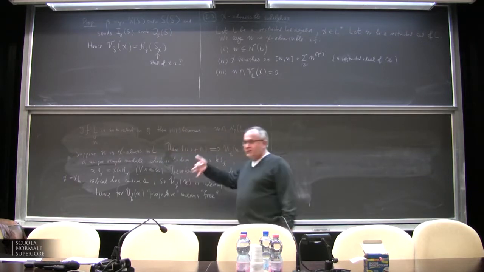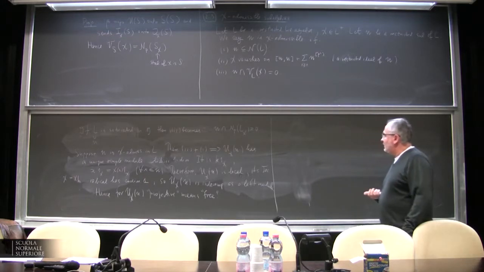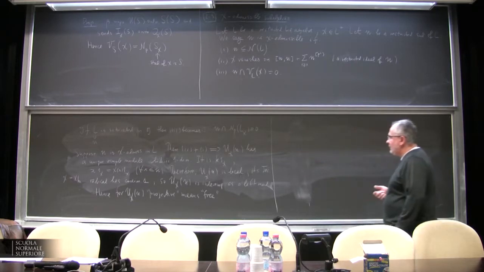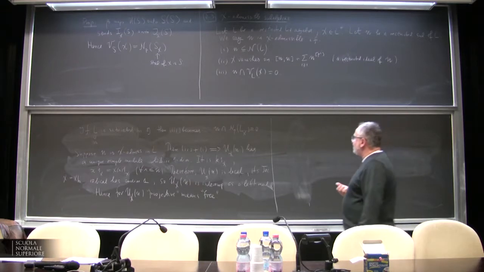But not for U chi of L. U chi of L could have lots of different non-isomorphic indecomposable projective modules. But for this one, it is free. Okay. So now we have this subalgebra.